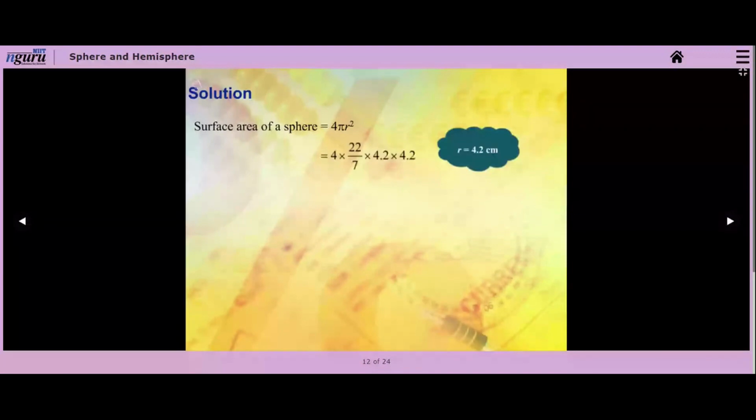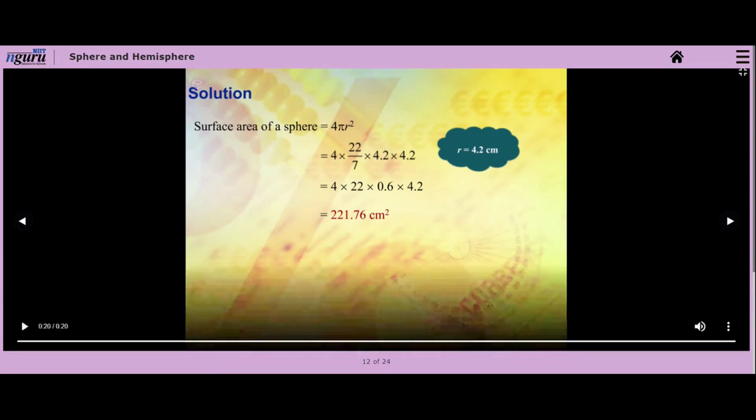The surface area of a sphere is equal to 4 pi r square. In the above formula, put the value of r as 4.2 centimeters. We find that the surface area of the sphere is equal to 221.76 square centimeters. Did you get this? Yes, ma'am.